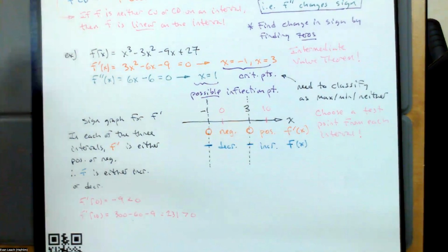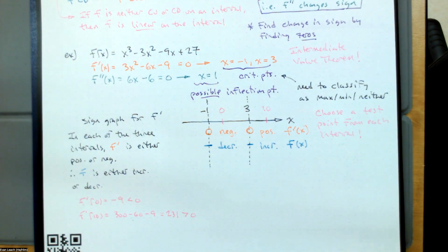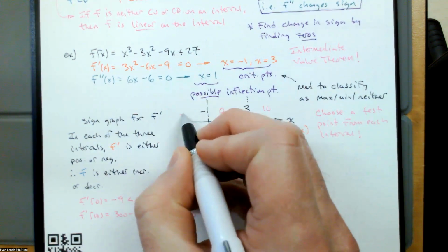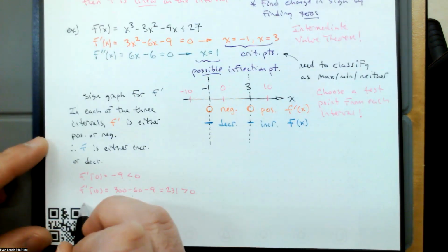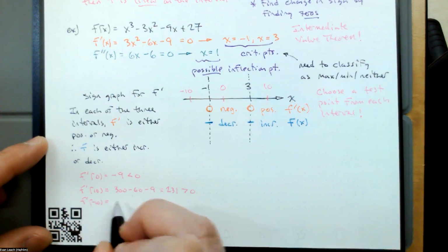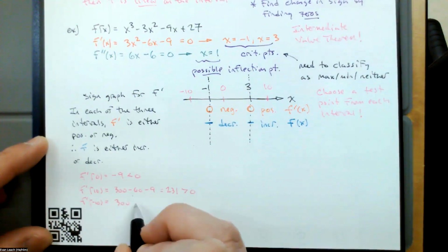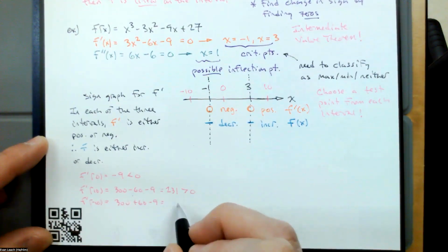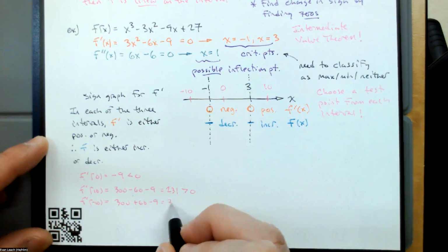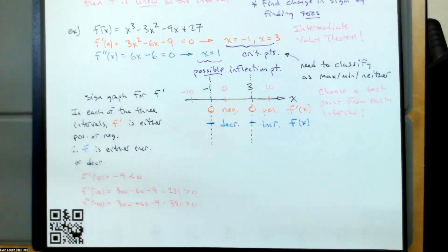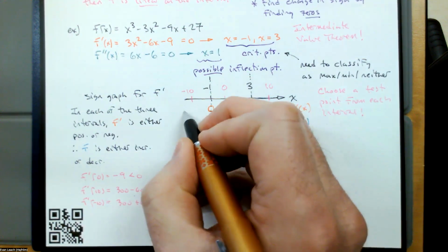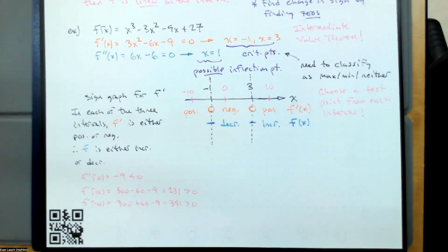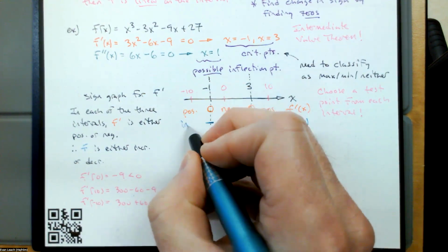And then I'm going to do the same thing for the interval before negative 1. For x less than negative 1, I just need some value. I'm going to pick something easy to plug in. I'm going to pick negative 10. So f prime of negative 10 is 300 plus 60 minus 9. So that's going to be 360 minus 9, otherwise known as 351, which is positive. Before negative 1, f prime is always positive. So f must be increasing.